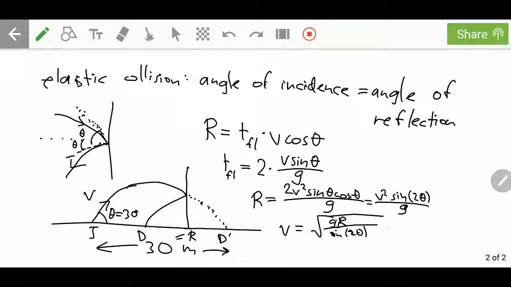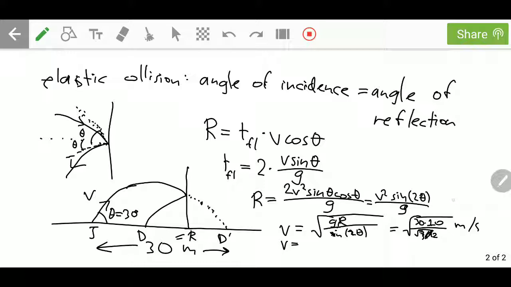And so we can use our standard conventions. So g is 10. We know that R, the range, is 30 meters. And so we get the square root. So this is all in SI units. 300, sine of 2 theta will be sine of 60 degrees, which is root 3 over 2. So we will end up getting the square root of 30 times 10 divided by root 3 over 2. Again, this is all in meters per second because I've worked in all SI units.